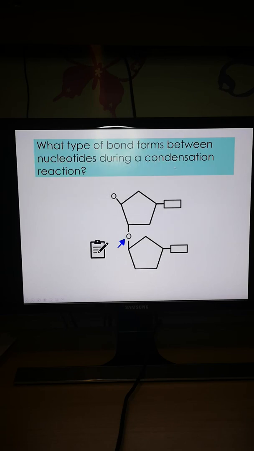Okay. What type of bond forms then when you join nucleotides by condensation reaction, whether you're making a DNA molecule, joining DNA nucleotides, or making an RNA, joining RNA nucleotides? It should be a phosphodiester bond, yes.